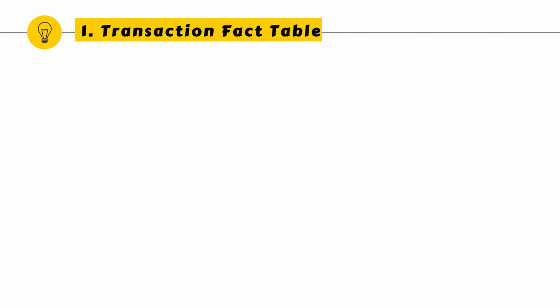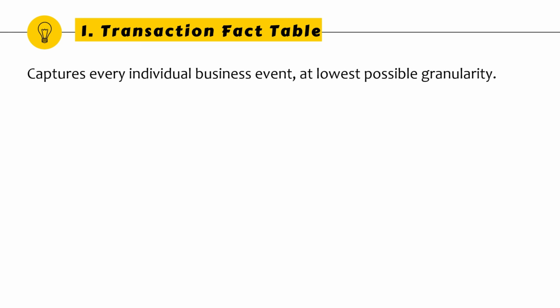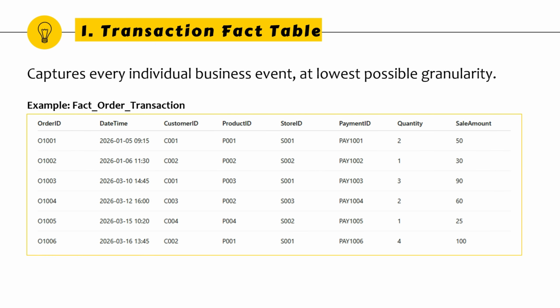Transaction fact tables are the most detailed, capturing every individual business event. Each row represents a single event. For example, a customer buying a product, a shipment being sent, a payment being made, or a service interaction taking place. Data is stored at the lowest level of granularity, allowing users to aggregate or drill down as needed, which provides maximum flexibility for analysis. Because they store every event, the data volume can grow very large, and queries that scan the full table may be slower than those on pre-aggregated tables.